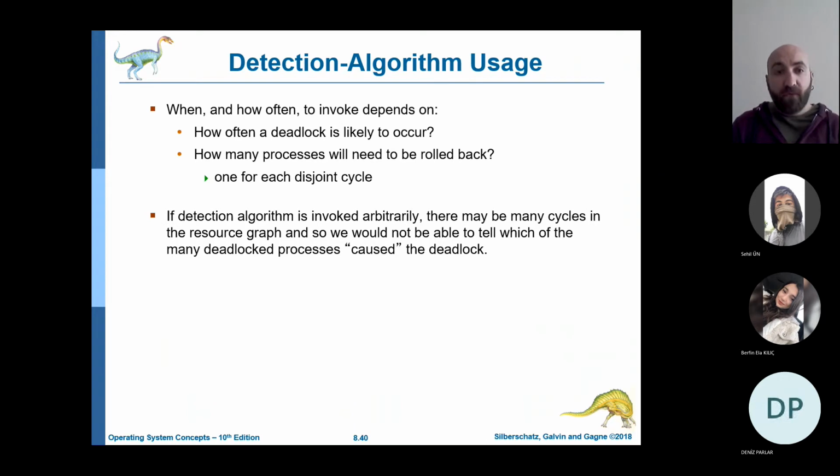If deadlocks occur frequently, then the detection algorithm should be invoked frequently too. Resources allocated to deadlocked threads will be idle until the deadlock can be broken. In addition, the number of threads involved in the deadlock cycle may grow, so we have to be careful about that. If the detection algorithm is invoked at arbitrary points in time, the resource graph may contain many cycles. In this case, we generally cannot tell which of the many deadlocked threads caused the real deadlock.